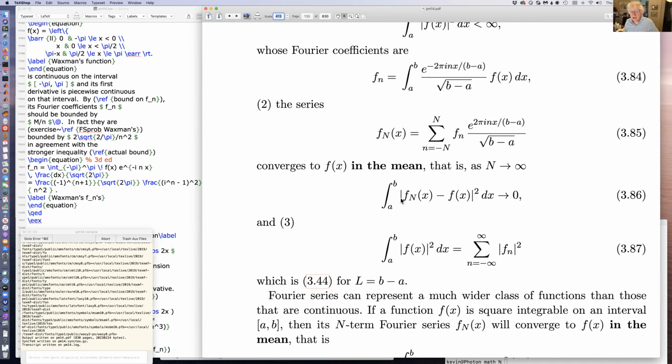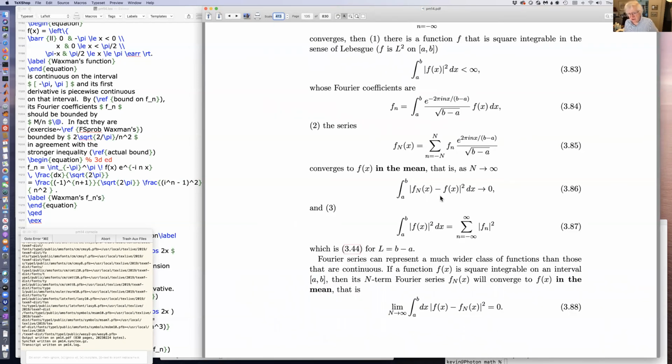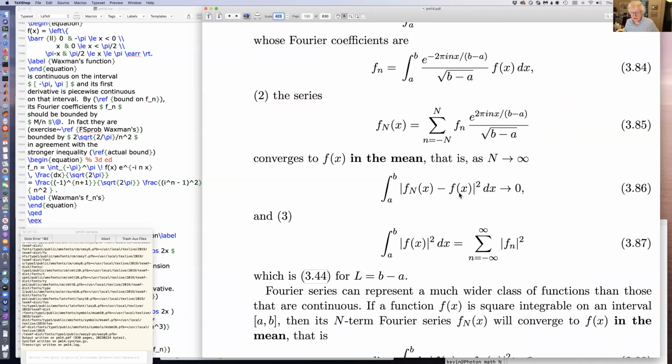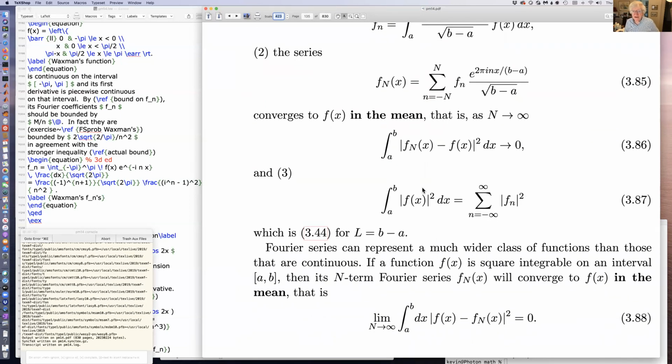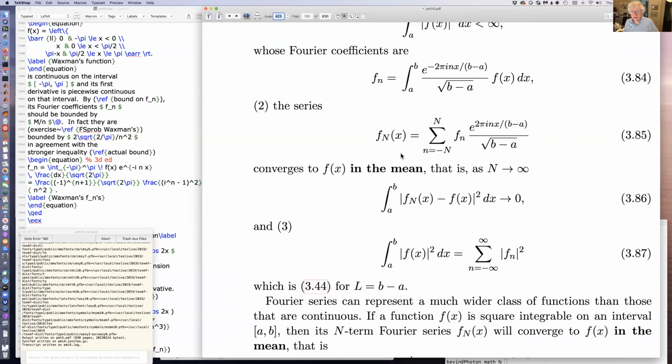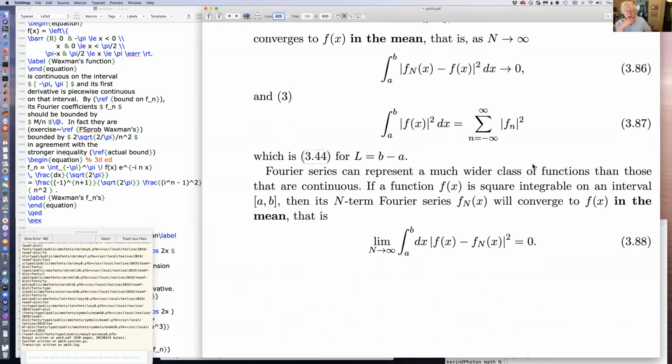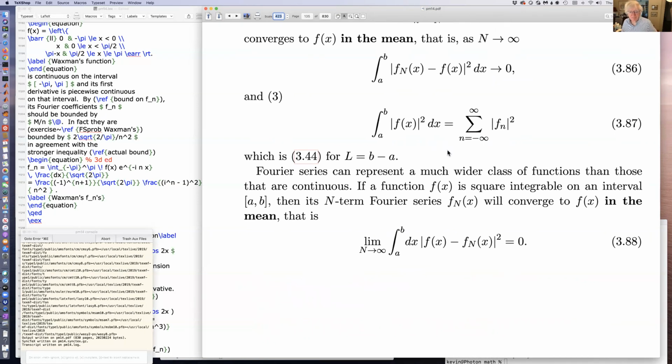In the mean means that the integral of the absolute value squared of the truncated series minus the function, integrated from a to b, goes to 0. And moreover, the limit here, in other words, f of x absolute value squared, is the sum of the absolute value squared of the coefficients. So this is an equation that I mentioned in the very beginning when I was using Dirac notation, perhaps a little too loosely, or a little too quickly, certainly.